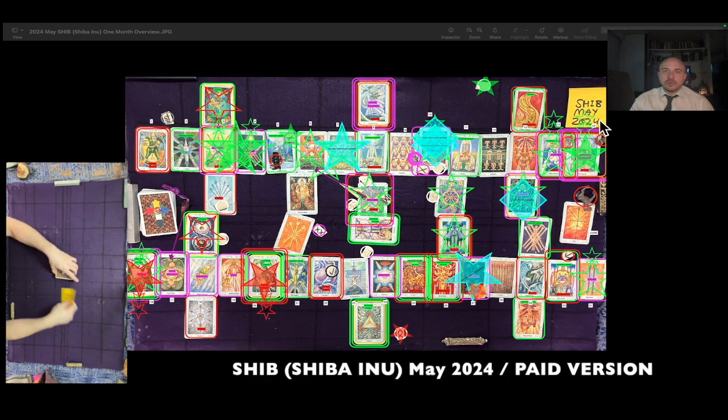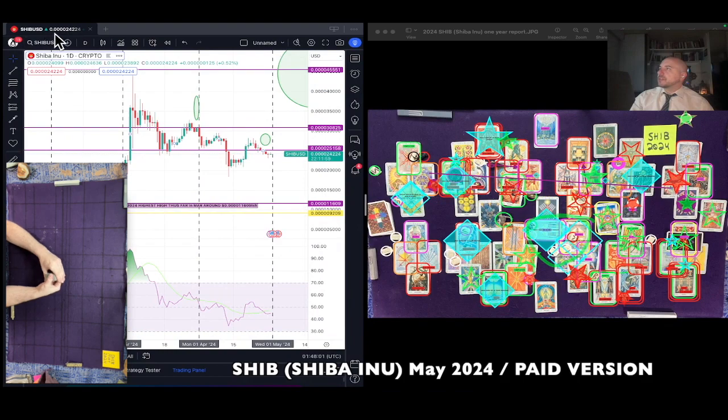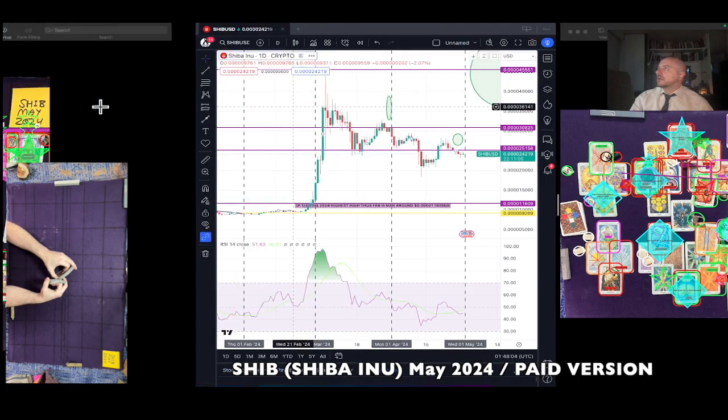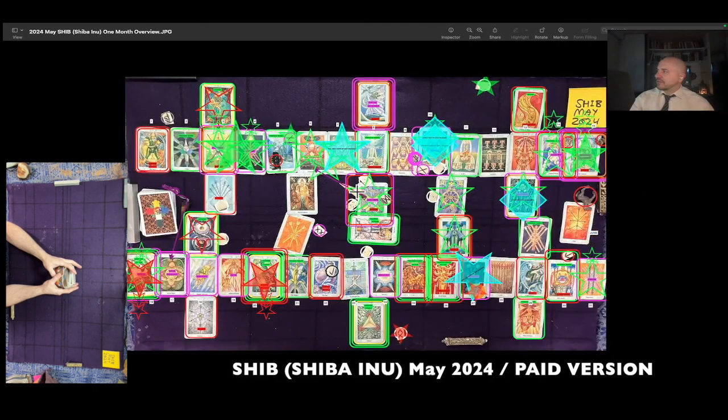This is the Shiba Inu 1 month overview reading for the month of May 2024. That's Shib coin. It's currently April 29, 2024, 9:47 p.m. Eastern time. God, we're recording this so behind schedule, it's crazy. Shib coin at the time of this reading is 0.0000242. That's USD. And the shuffle video for the May Shib coin reading was created on March 9, 2024 at 6:51 p.m. Eastern time. That's a video playing in the lower left corner.